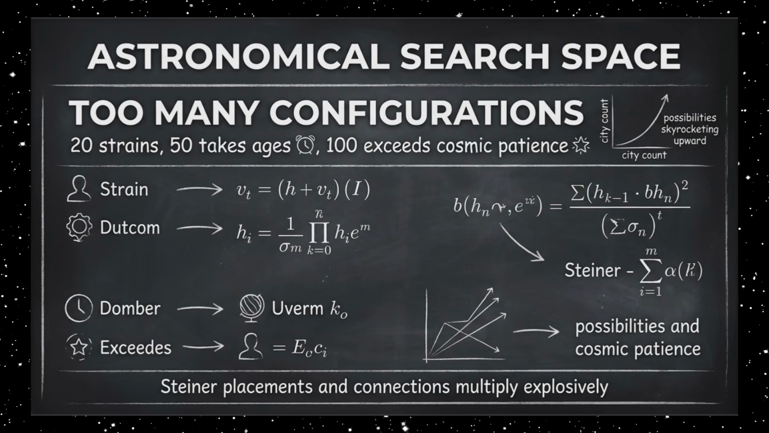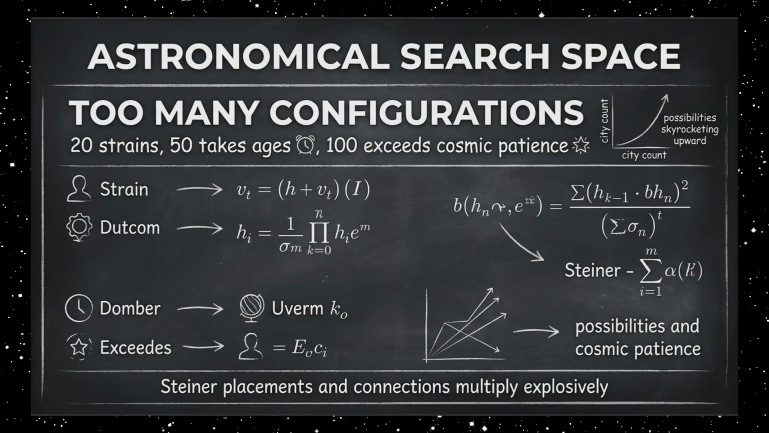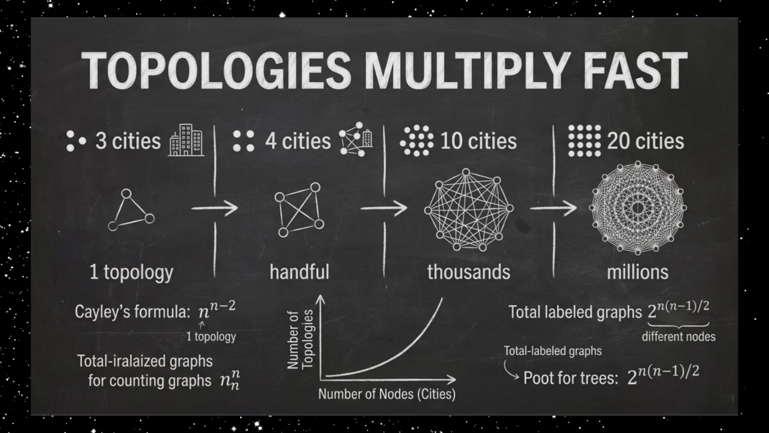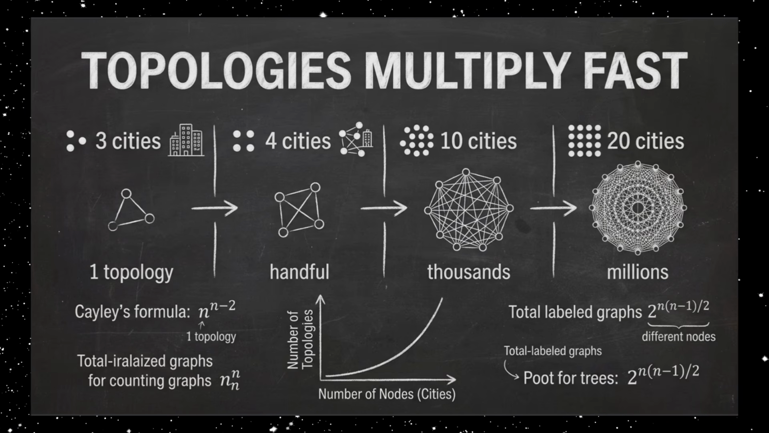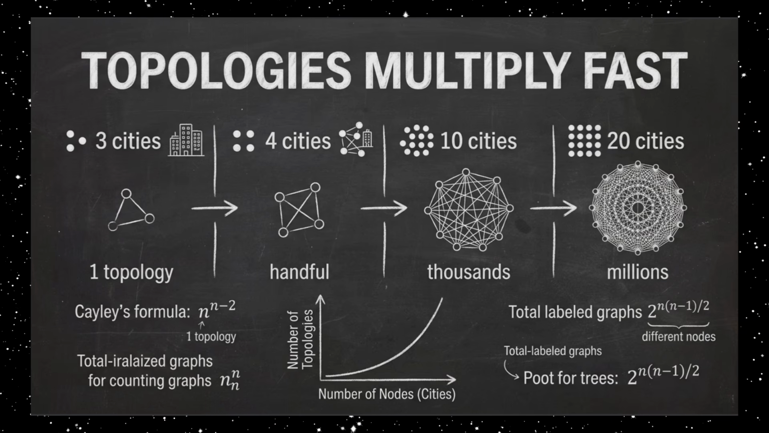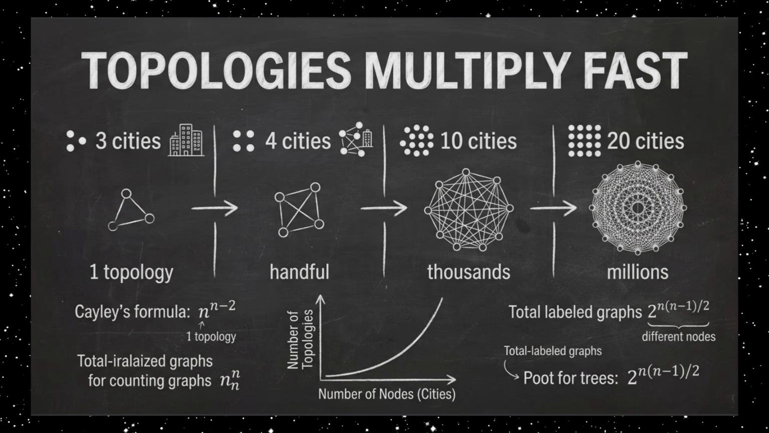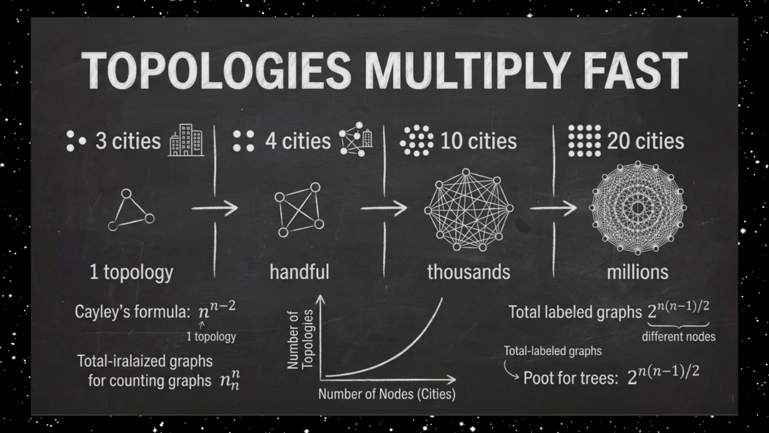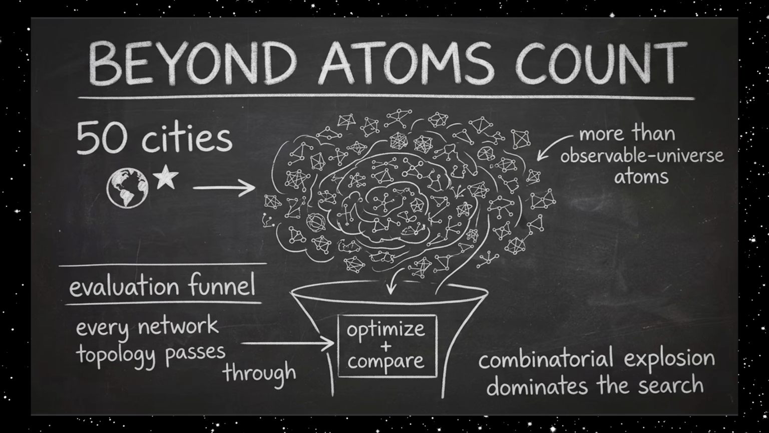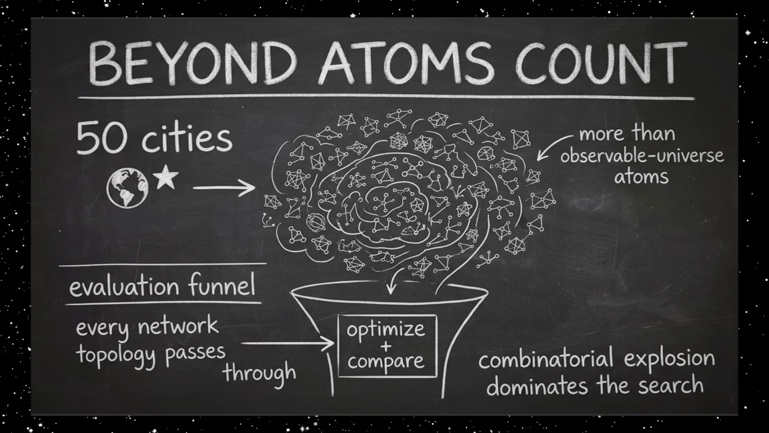The number of possible configurations, the number of different ways you could place the Steiner points and draw the connections, grows astronomically with the number of cities. For 3 cities, there's essentially one possible Steiner topology, one junction point with three connections. Simple. For 4 cities, there are a handful of topologies. For 10 cities, there are thousands. For 20, millions. For 50, the number exceeds the number of atoms in the observable universe. I'm not exaggerating. The combinatorial explosion is that severe.